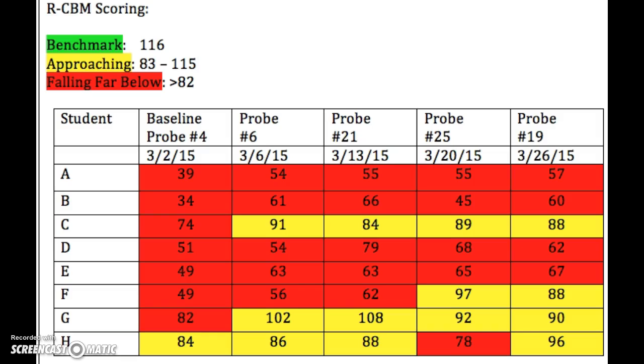So to sum it up, the 6-minute solution did not help increase RCBM scores or Maze scores for that matter. However, if this was used over a 1-year period from, say, August through April, I believe it could help increase student scores and could bring students that are approaching up to benchmark, or students that are consistently falling far below up to approaching, because of how the program works. In a 4-week period, it was definitely not enough time to see any type of growth.